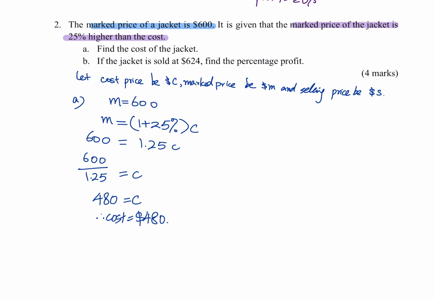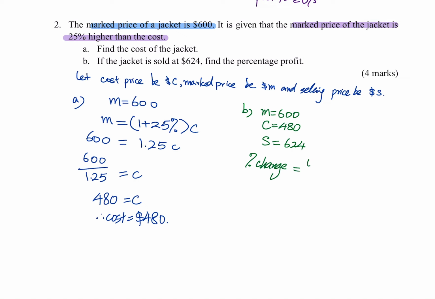As for part B, we know our market price is 600. We know our cost is 480. We also now know that it's sold at 624. So our selling price is 624. And you have to find percentage change, or we could say percentage profit. Now we already know it will be a positive answer because original price is 480. You sold it at 624. So there is a profit.